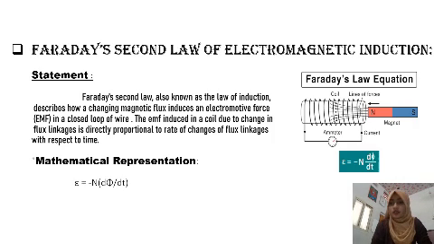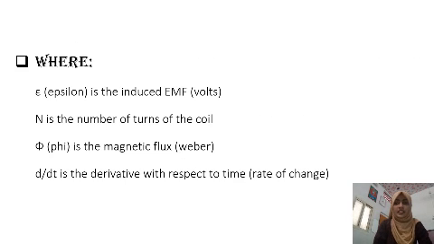And here is a picture related to Faraday's law equation. Here the ammeter shows the current flowing, the middle part is the coil, and these lines are magnetic lines. And this is the mathematical representation in detail.